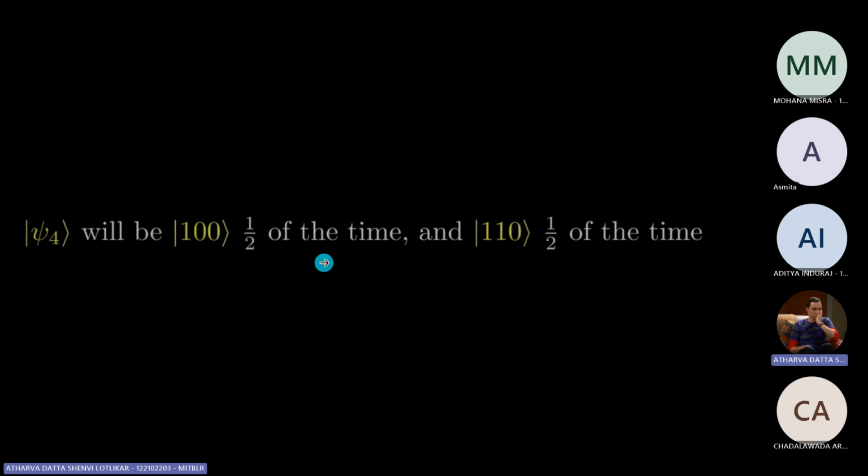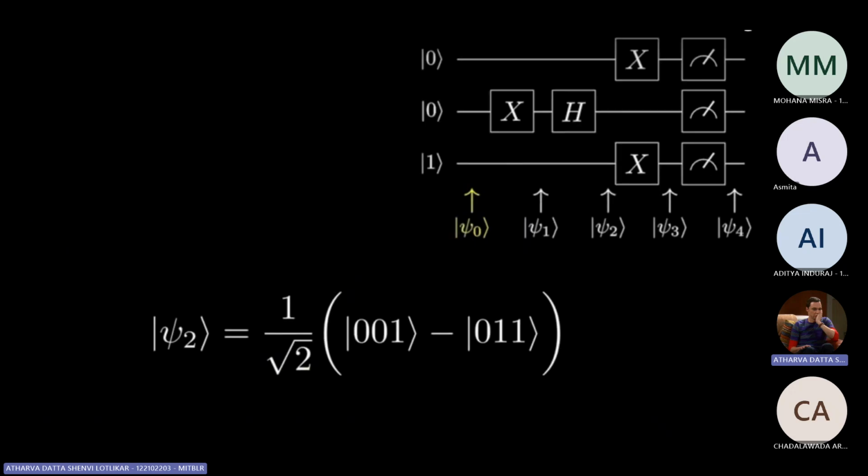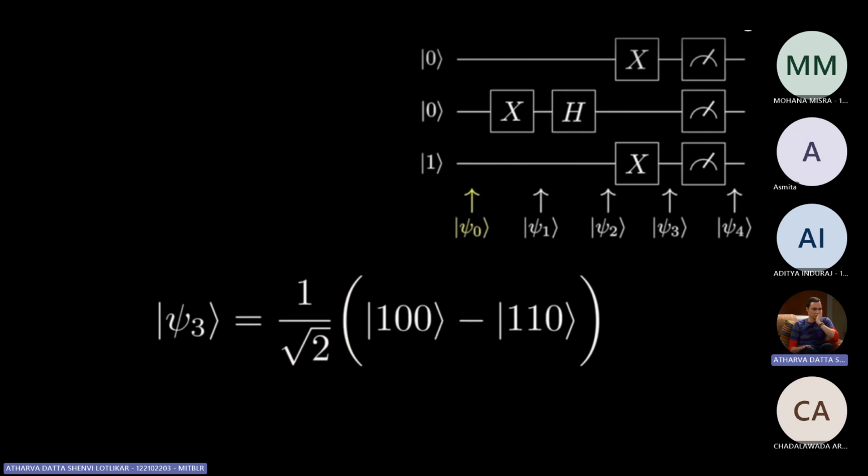So that's what it says here, basically. The coefficients give you the probability. So your half is your indication that the ket vector 1, 0, 0 will be half and the ket vector 1, 1, 0 will be half. So that is the whole concept about quantum circuits and quantum gates.